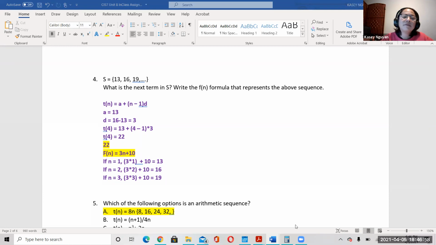Okay, good. So it seems easier now that we see the formula, right? The best part is that you already have the formula, the equation to work with. You just got to know what value is what. You know what A is, what D is, what N is, and then you plug everything in and you get your output.